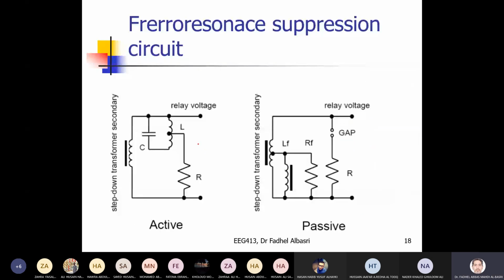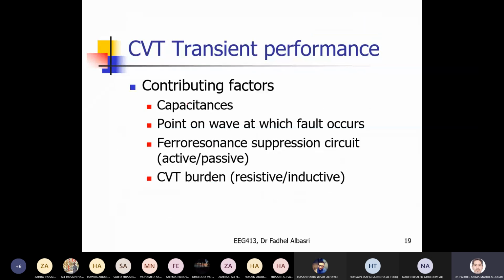Okay, this is how the ferroresonance looks like, which I don't want to describe, but here I will see the transient effects of the capacitor voltage transformer. The capacitance values have an effect. The moment at which the fault occurs has an effect. The ferroresonance suppression circuit has an effect. The burden, whether it's resistive or inductive, has an effect on the CVT transient. I'll show you now the values of the capacitors.